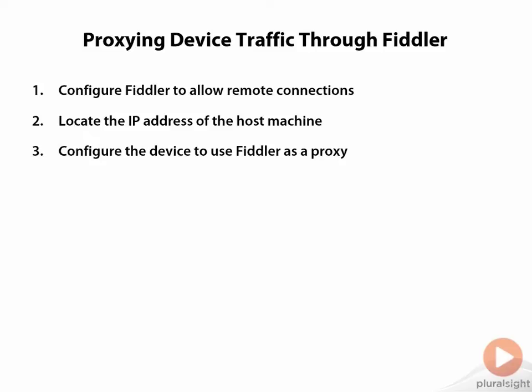It's actually very simple. There's only 3 steps to proxying the traffic from your device via Fiddler. Firstly, we're going to configure Fiddler so that it will accept remote connections, that is, connections from machines that are not the one you're actually running the Fiddler client on. We're then going to find the IP address of the host machine, that is the machine that we are running Fiddler on. And then thirdly, we're going to configure the device to use Fiddler as a proxy. So let's do that now.